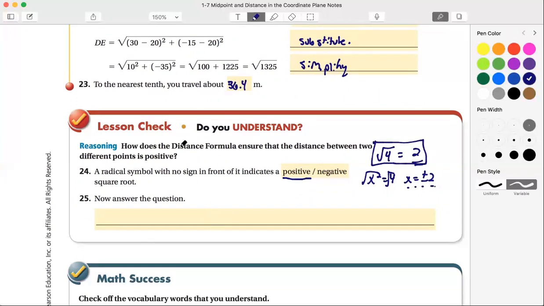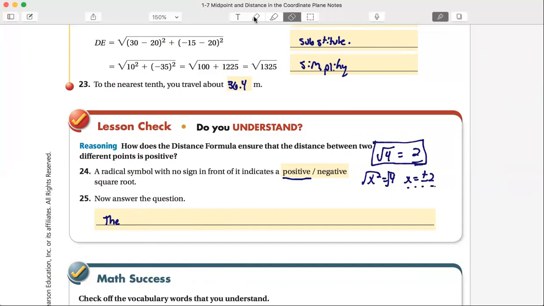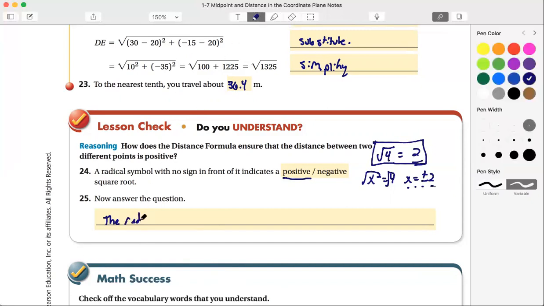Okay, so how does this formula ensure that the distance between 2 different points is always positive? Well, it's because the radical in the distance formula represents a positive square root.